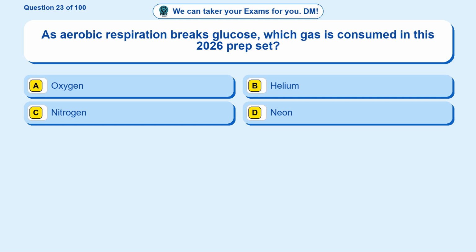Question 23. As aerobic respiration breaks glucose, which gas is consumed in this 2026 PrEP set? Option A, oxygen. Option B, helium. Option C, nitrogen. Option D, neon. The correct answer is option A.